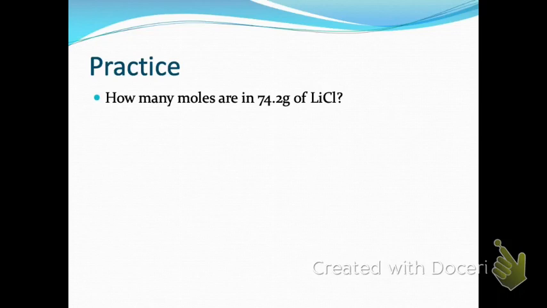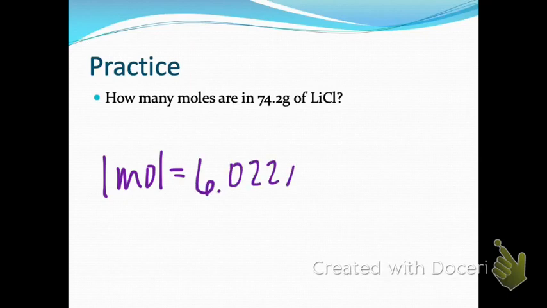So we know that 1 mole of any substance, let's review this a little bit. 1 mole of any substance is how many of that thing? Do you remember? 6.022 times 10 to the 23rd of that thing. So if I have half a mole, that means I have half that number of objects, right?